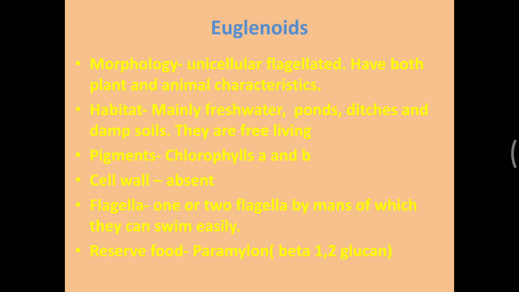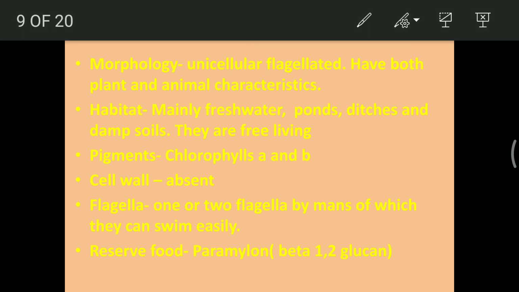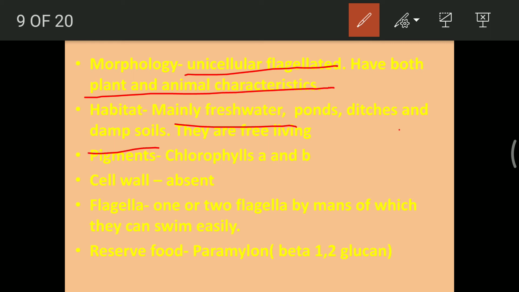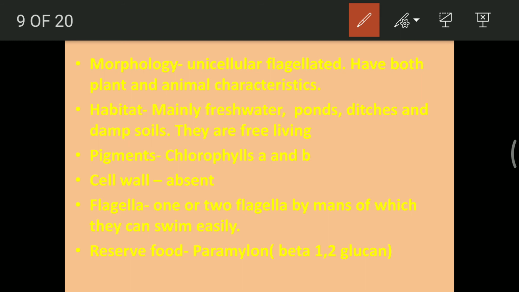The next category is euglenoids. Euglenoids are unicellular flagellates and they show the characteristics of both plant and animal. That's why they were once categorized into the plant kingdom, but later on they have been dragged back to the protists. Now, the habitat is freshwater, ponds, ditches, or even damp soil. They are free living. Chlorophyll a and b is present, so they are very good photosynthesizers. Cell wall is absent. This is one of the reasons why it was eliminated from the plant kingdom.